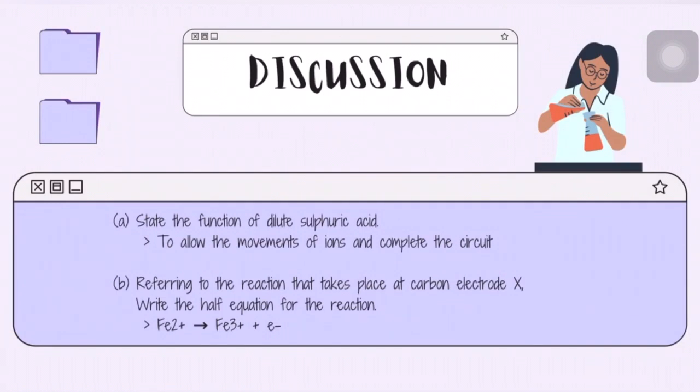Last, the discussion. A. State the function of dilute sulfuric acid. So the function of dilute sulfuric acid is to allow the movement of ions and complete the circuit. And B. Referring to the reaction that takes place at carbon electrode X, write the half equation for the reaction. So at carbon electrode X, it is filled with iron(II) sulfate solution, which is a reducing agent and undergoes oxidation. So the half equation is Fe2+ produces Fe3+ plus e-.